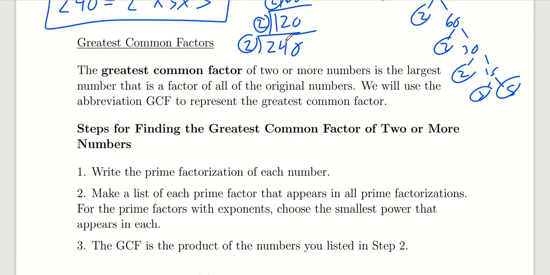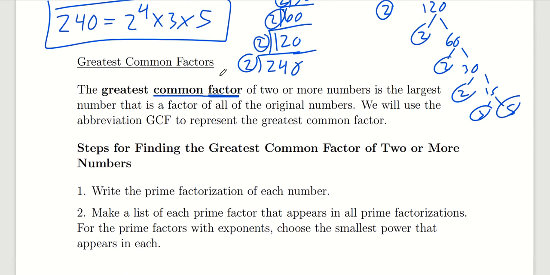The next topic we're going to come to is that of the greatest common factor. When we have 2 or more numbers, as the name kind of implies, the greatest common factor, also abbreviated GCF, is a number that has to be a common factor, meaning it has to be a factor of all of the numbers that are involved. And not only that, but it has to be the largest of the common factors.